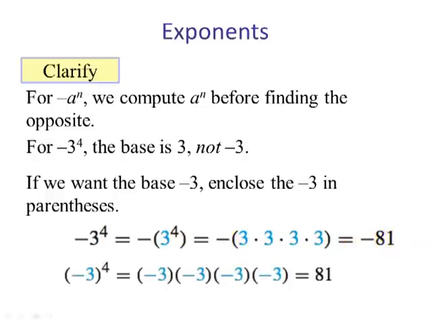Now if we want the base to be negative 3, we put it inside parentheses, and that's what gets multiplied 4 times. A negative times a negative is a positive, times another negative is negative, times another negative becomes positive. So the answer is a positive 81.